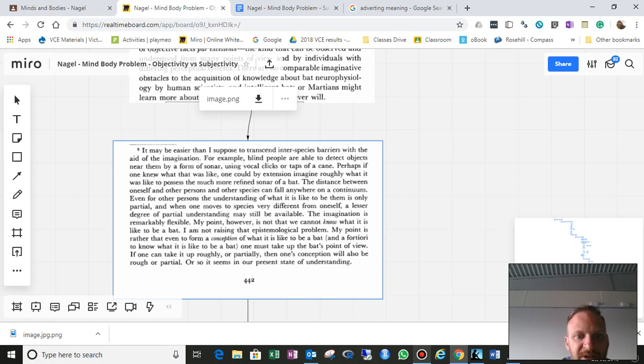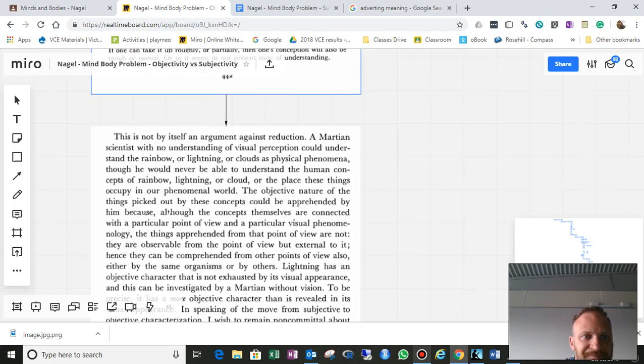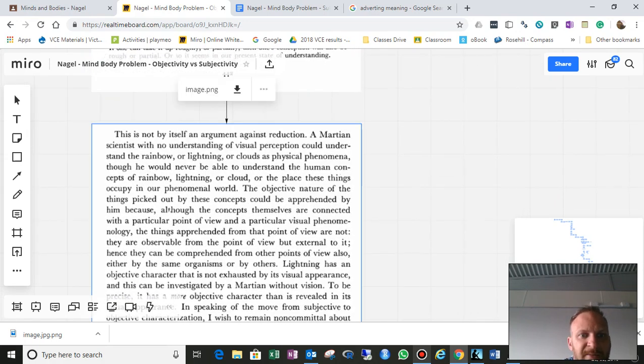Also, it seems in our present state of understanding, of course, this is not by itself an argument against reduction. A Martian scientist with no understanding of visual perception could understand the rainbow or lightning or clouds as physical phenomena, though he would never be able to understand the human concepts of rainbow, lightning or cloud, or the place these things occupy in the phenomenal world. Again, phenomenal world is a reference to subjective experience from a kind of Kantian phenomenological point of view. So the Martian can understand the objective nature of it, okay? And then we can still actually have a materialist reductionism, kind of like the way Smart works.